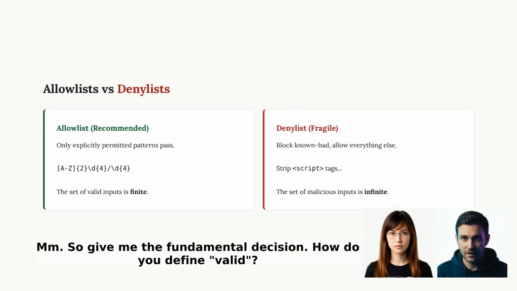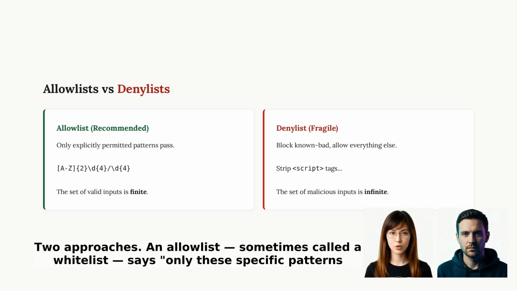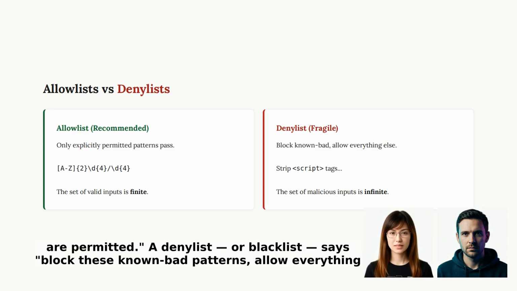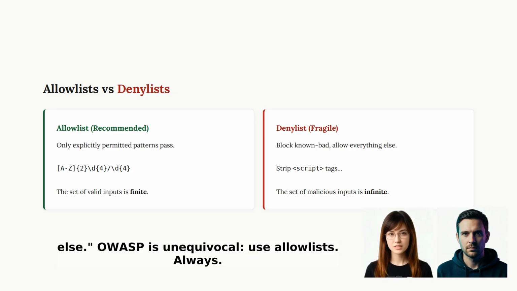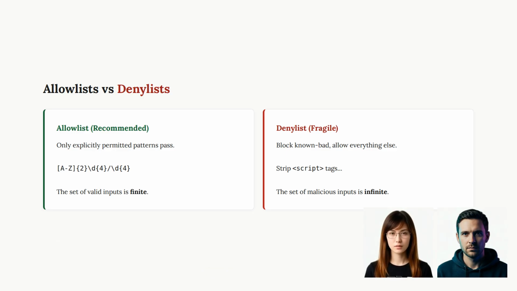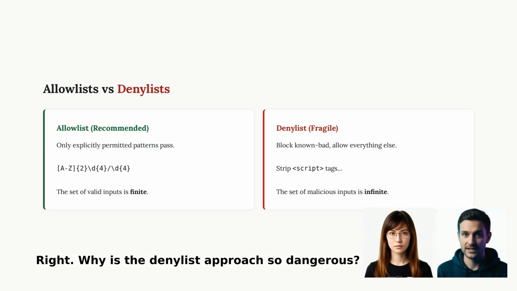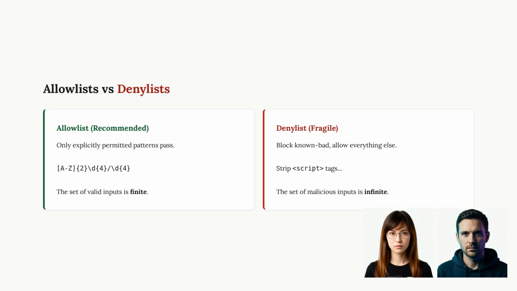So give me the fundamental decision. How do you define valid? Two approaches. An allow list, sometimes called a whitelist, says only these specific patterns are permitted. A deny list, or blacklist, says block these known bad patterns, allow everything else. OWASP is unequivocal: use allow lists. Always. Right. Why is the deny list approach so dangerous?